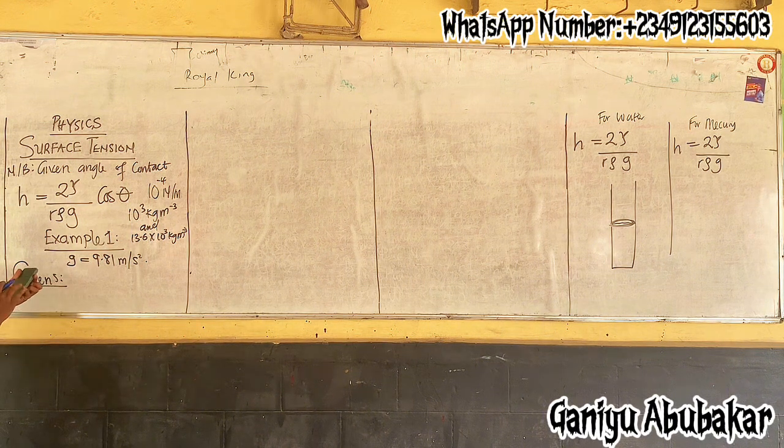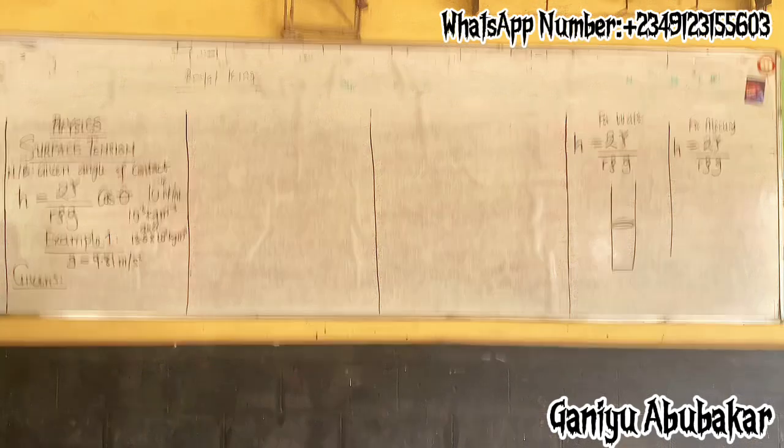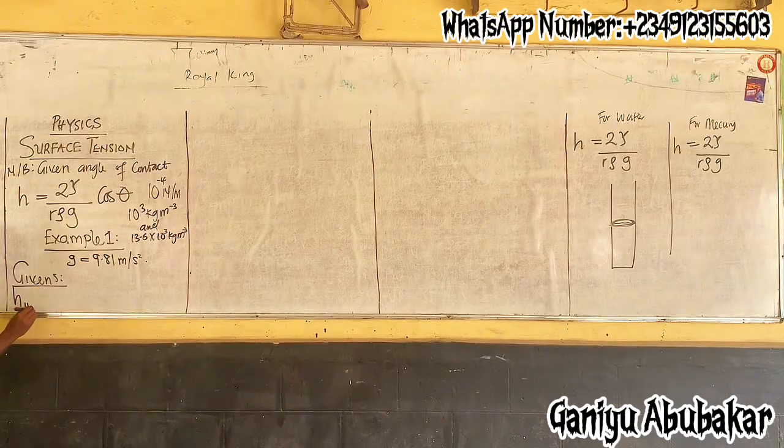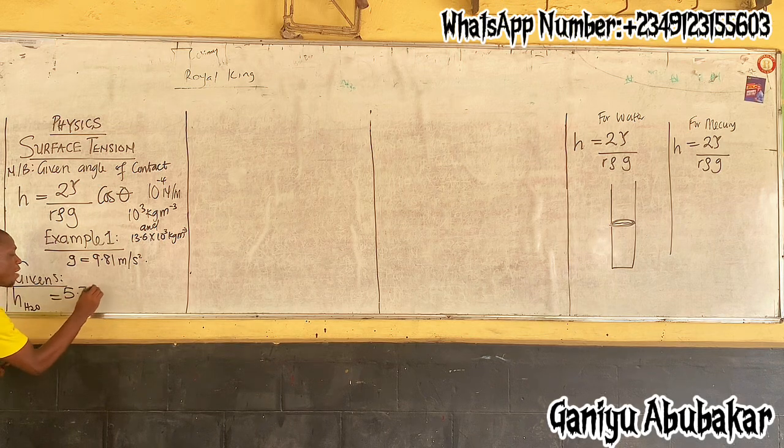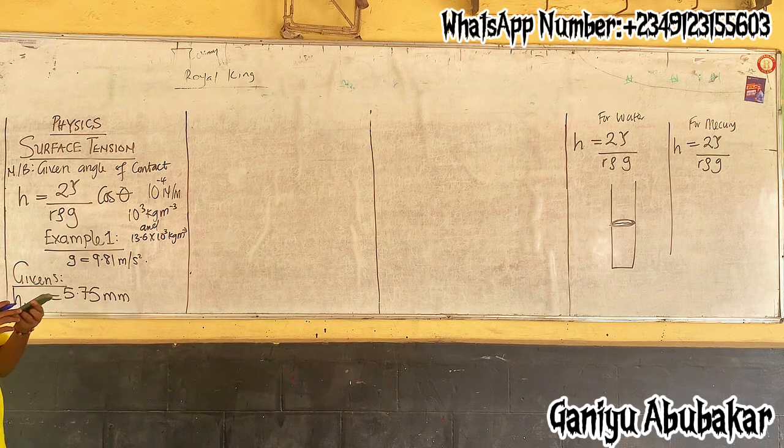When a tube is depressed in a vessel of water, the water rises. So H of H2O, H is the height of water, and it is 5.75 millimeter, due to the surface tension of water in this vessel.